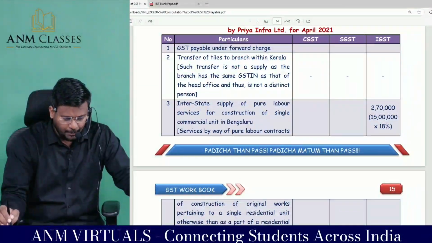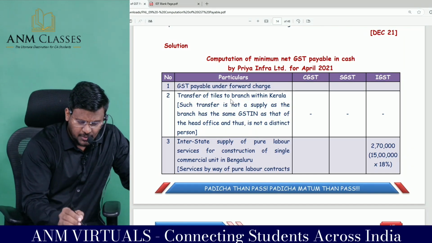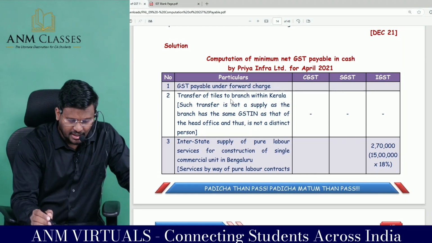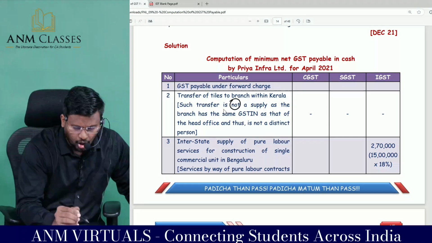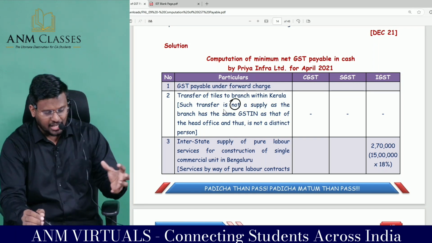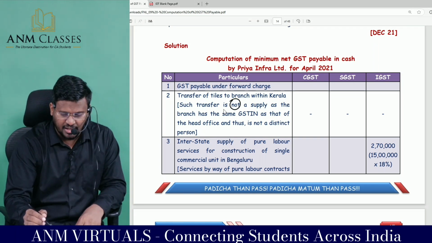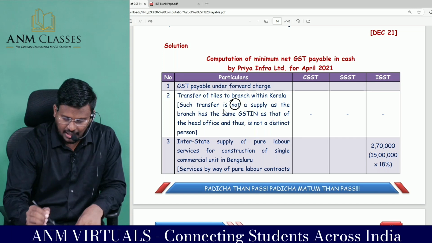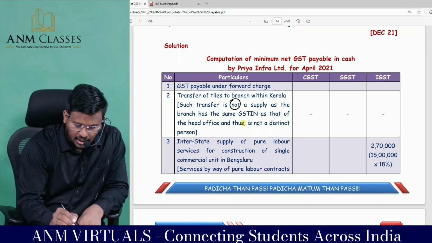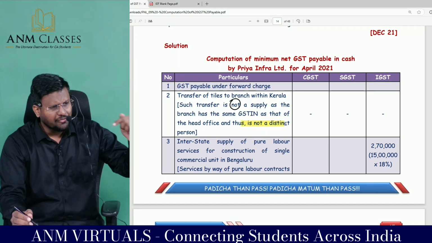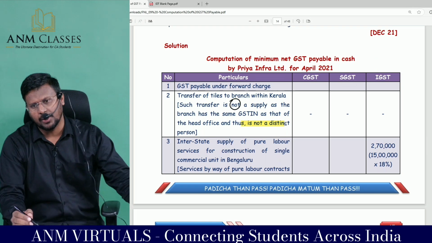We are going to read that particular adjustment. Transfer of tiles to branch within Kerala. Such transfer is not a supply as the branch has the same GSTIN as that of head office, and thus it is not a distinct person. This we have clearly discussed in the supply chapter.